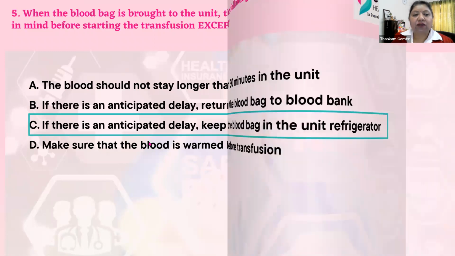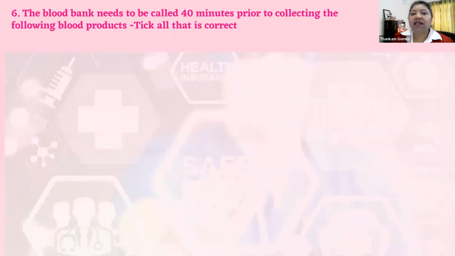Okay, let's go to the next question. The blood bank needs to be called 40 minutes prior to collecting the following blood products. Tick all that is correct. Elizabeth is saying they can't return it also, so you need to discuss in your own organization to find out what is the best policy that can be drawn up. But keeping it in the fridge is definitely not the answer.